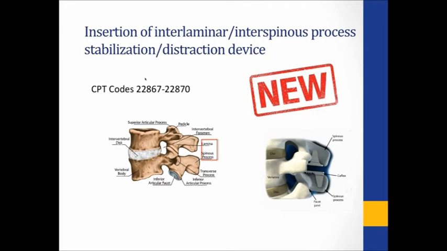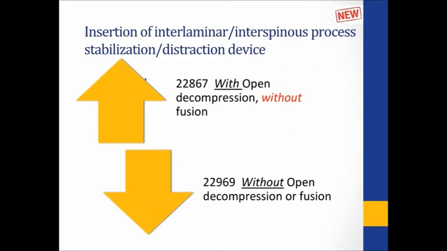Let's look at the toggle switch and what controls your codes. Both of the codes identify whether or not you have open decompression. They're trying to remove some of the pressure on the spine. So with open decompression but without fusion, and then the second code, 22868 at the bottom of the screen, is without open decompression or fusion. So let's review this again. It's a little confusing. The diagnosis is going to help you in this because you're going to see the patient saying they're struggling with bulging discs, stenosis, and they need relief.